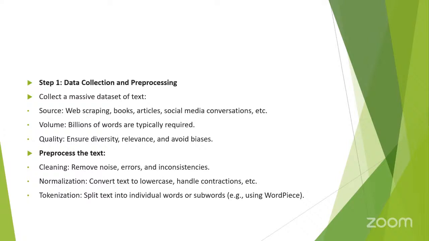Then pre-processing the text. In pre-processing, we have cleaning. We'll remove noise, errors, and inconsistencies within the data. Then we'll do the normalization. We'll convert the text to lower case, handle the contractions, etc. After that, we have tokenization. We will split the text into individual words or subwords by using WordPiece, token embeddings, or sentence embeddings. Likewise, we have different tokenization techniques. Here we are using, suppose, WordPiece.